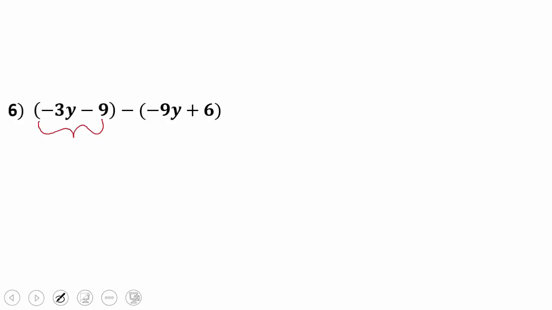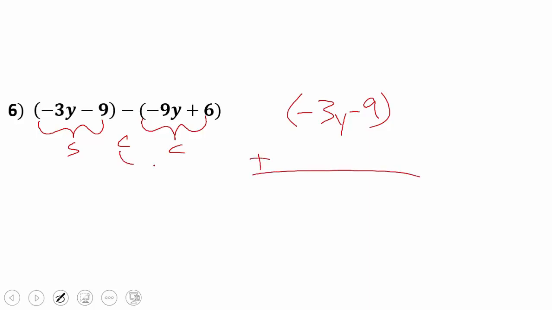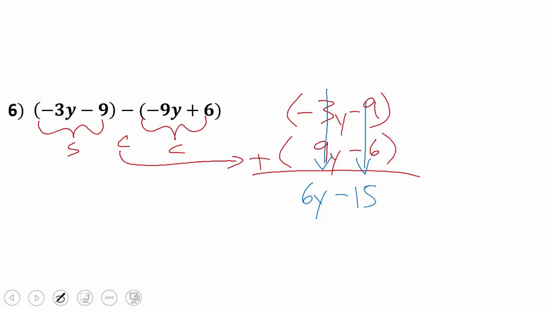So again, we're going same, change, change. I'm going to keep the first one the same, negative 3y minus 9, plus, I'm changing that subtraction to addition. And now I'm going to write the next one after changing the sign. So negative 9y becomes positive 9y, and a positive 6 becomes a negative 6. Now I can just add up, going straight down. A negative 3 and a positive 9 is 6y, and a negative 9 and a negative 6 is negative 15.